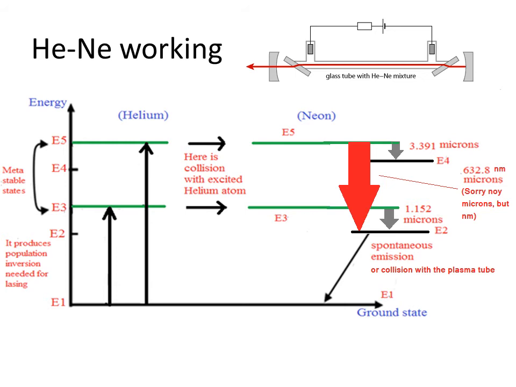Since the level E5 is unstable, one of the atoms in E5 will undergo spontaneous emission, and it will emit a photon of wavelength 632.8 nanometer. That photon will move through the plasma tube and hit another neon atom in the level E5 and stimulate that atom to de-excite. So the photon number will become 2, and those two photons will again stimulate two more atoms in E5 of neon, so the photon number will become 4. Like that, there will be an avalanche of photons. So that is what is happening.